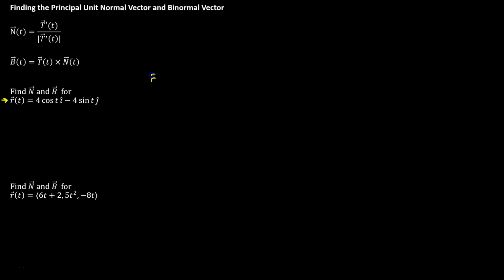So we'll start by calculating the unit tangent, which depends on the first derivative of r divided by its magnitude. So we need r prime, which looks like -4 sine t i hat minus 4 cosine t j hat. The magnitude of that derivative would be the square root of 16 sine squared t plus 16 cosine squared t, which simplifies to root 16, or just 4 after we take the square root.